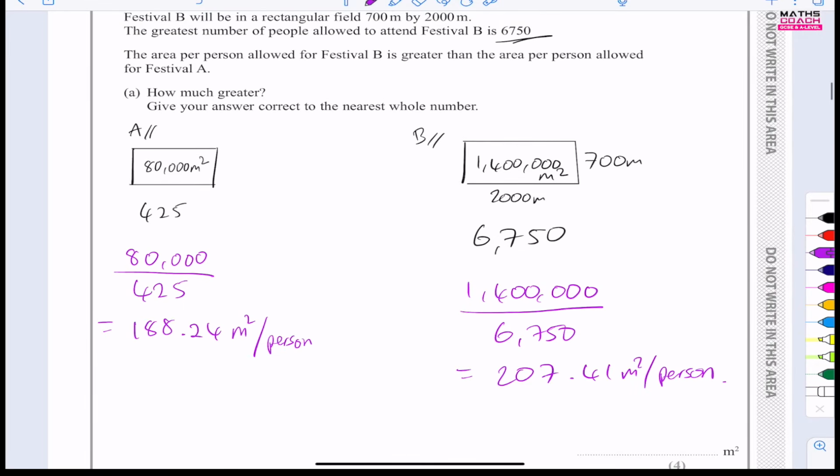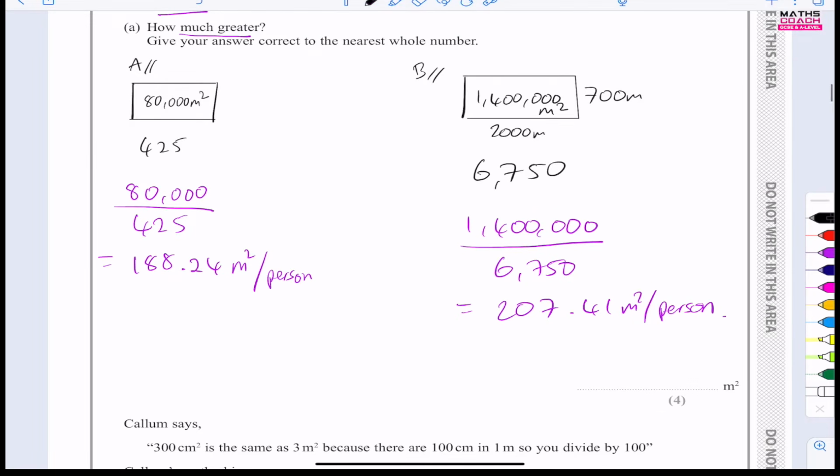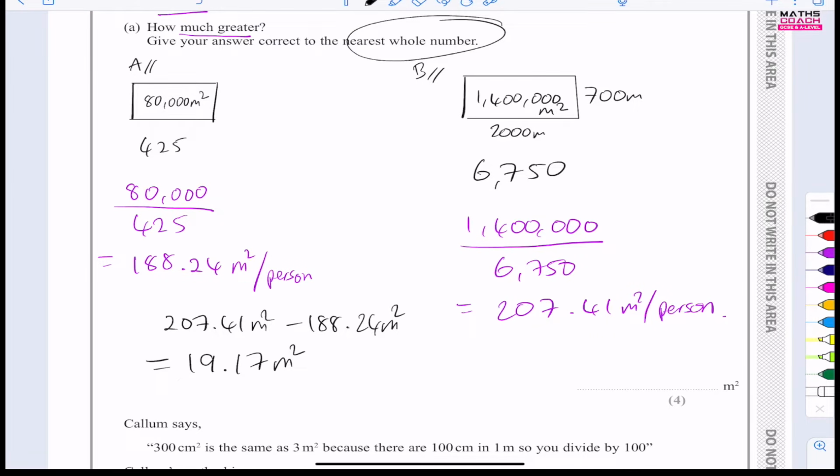So now the question says, how much greater is the area per person allowed for B than the area per person allowed for A? So I'm going to be taking them away. So I'm going to do 207.41 meters squared, take away 188.24 meters squared, and that gives me 19.17 meters squared. And to the nearest whole number, because this is another thing that you've got to be careful of here, that would be just 19.